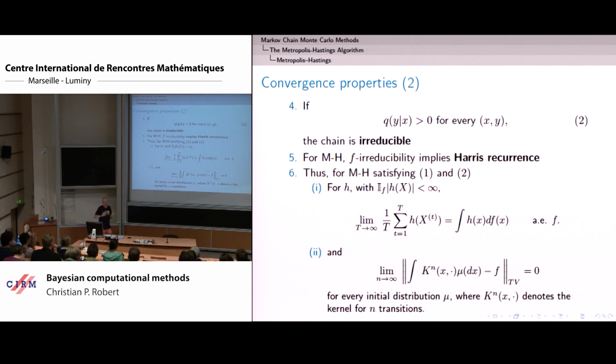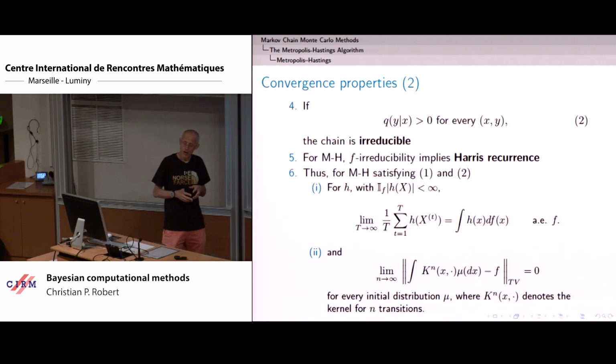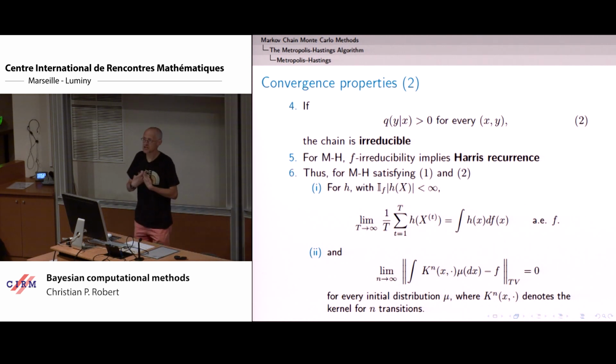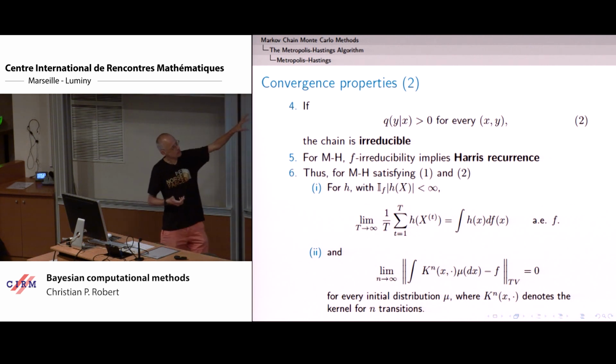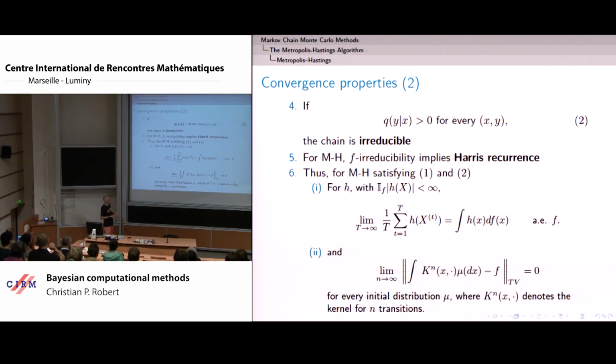So that's, in a nutshell, the reasons why you can use Markov chains to run simulation. You get essentially the same properties as IID simulation, at least on a rough scale. The details are about how efficient this method is, both in terms of producing the Markov chain and converging to the limit, because here it's only an almost sure convergence result.